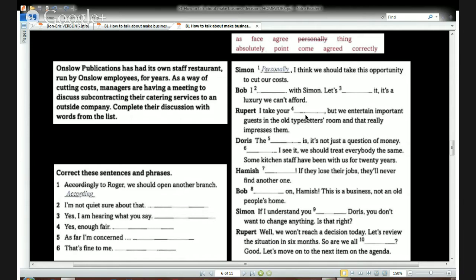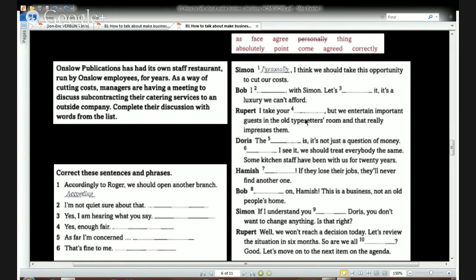Well, let's look at the context for a minute. In this meeting, they're trying to figure out how to make a good impression on their guests. So Rupert is suggesting that they have the reception in this special room because it looks decorative or something like that. Rupert is saying that he understands Bob. He understands what Bob is saying, but he doesn't agree.